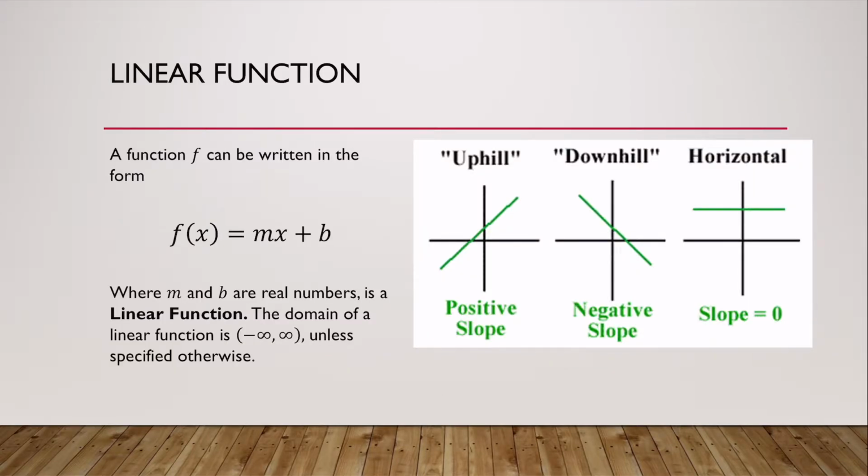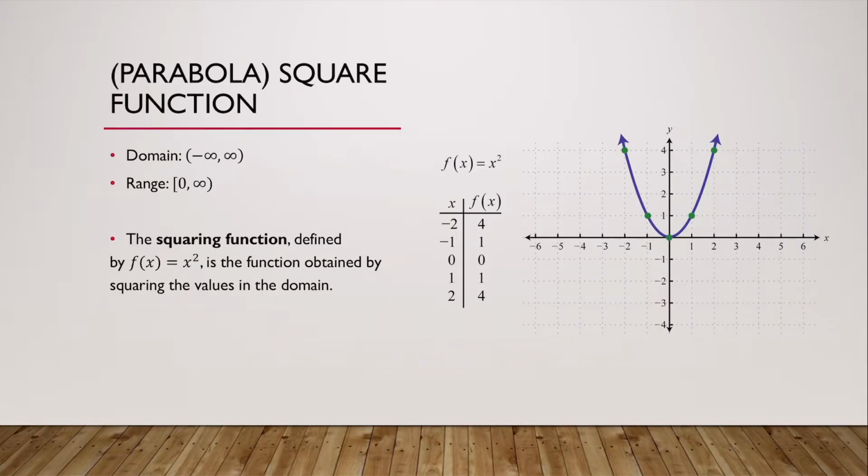So linear functions are typically written in the form f of x equals mx plus b, where m and b are real numbers. Remember, m is the slope, b is our y-intercept. And these can have positive slope, negative slope, or constant slope. So these are the three different types of linear functions we're going to see.